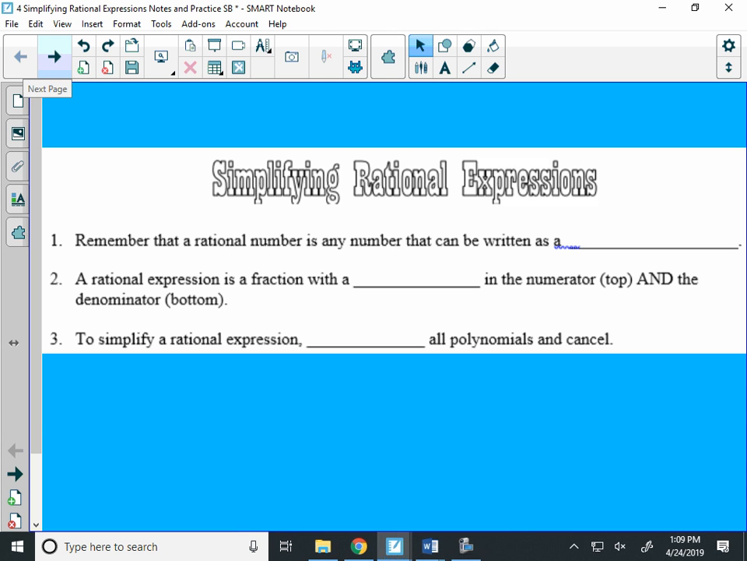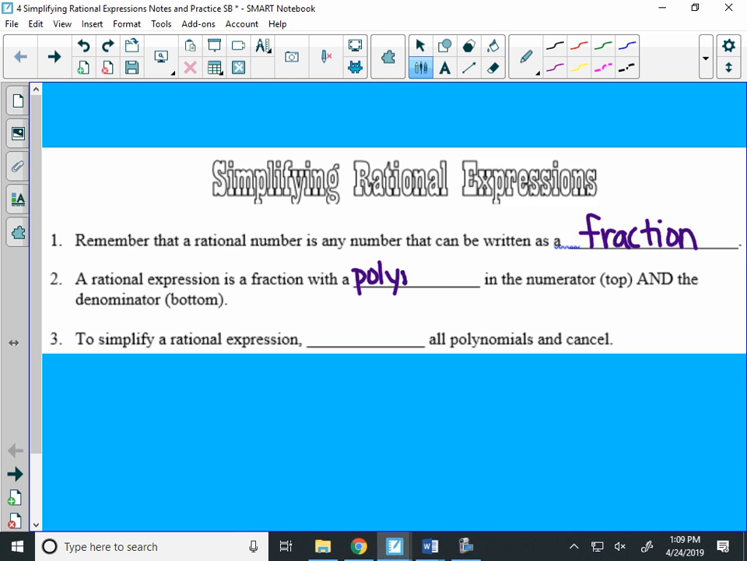rest of this unit with rational expressions. Now, a rational number is a number that can be written as a fraction. So, since we are working with rational expressions, this is an expression that's a fraction that has a polynomial in the numerator and the denominator. So that means you're going to have a fraction with x's in the numerator and x's in the denominator.